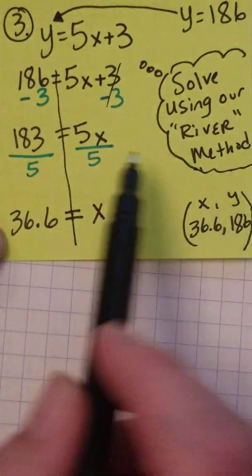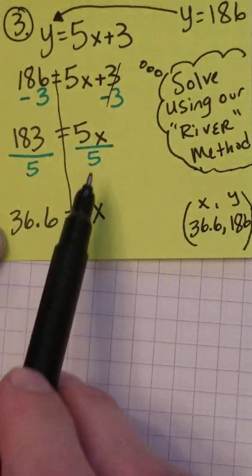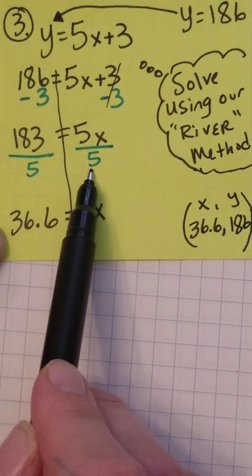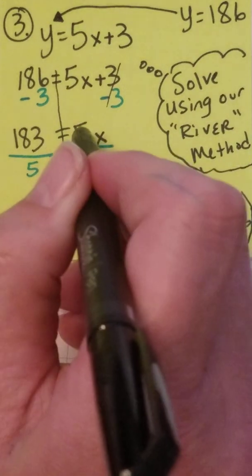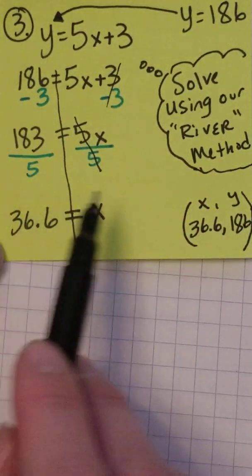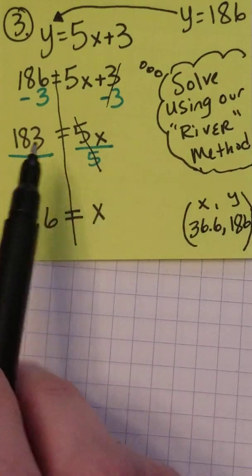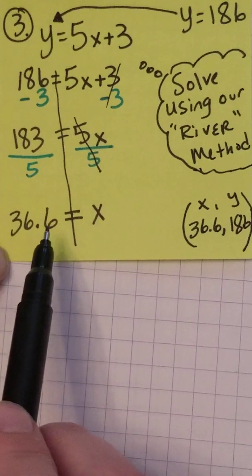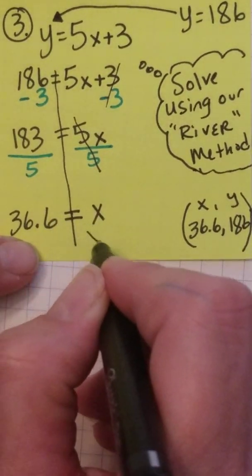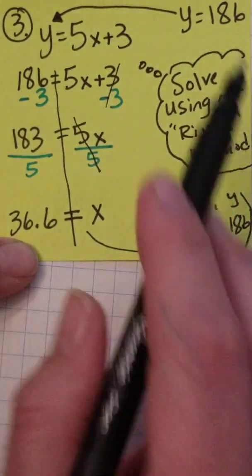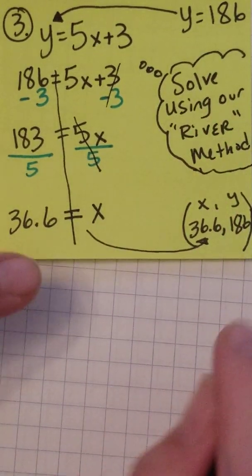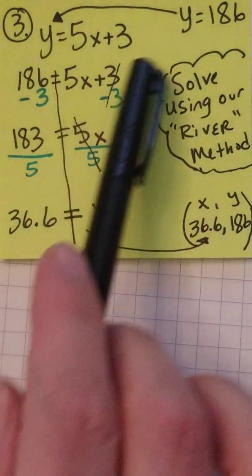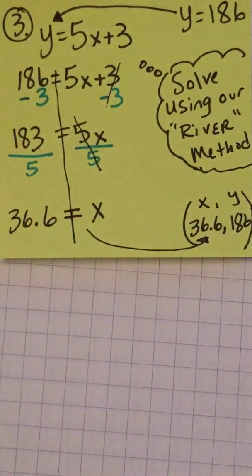That equals 5x. 5 and x are connected by multiplication. If I want to undo the multiplication, I need to divide by that coefficient. So 5x divided by 5 reduces to 1. So I've got 1x on the right side, and then 183 divided by 5 will give me 36.6. That 36.6 gets plugged into the x, and then I already know that my y value was 186. So this point, (36.6, 186), is a solution to this particular equation.